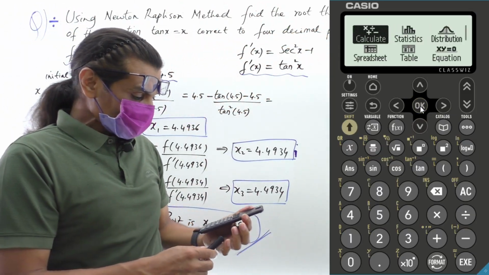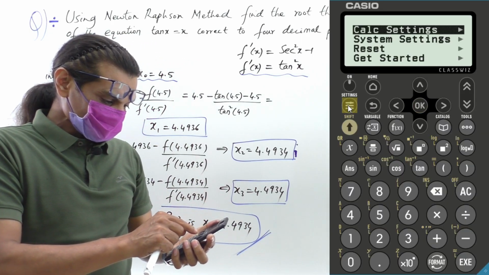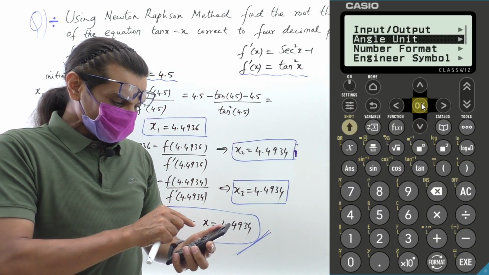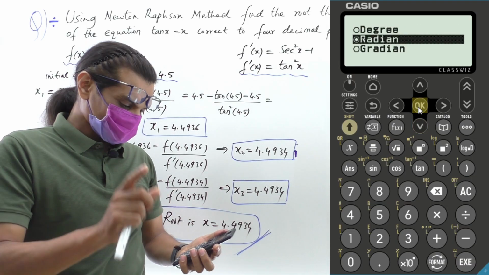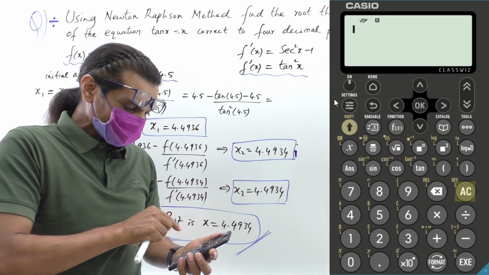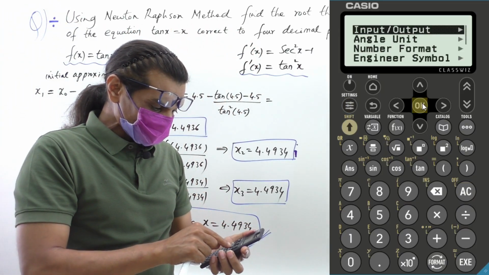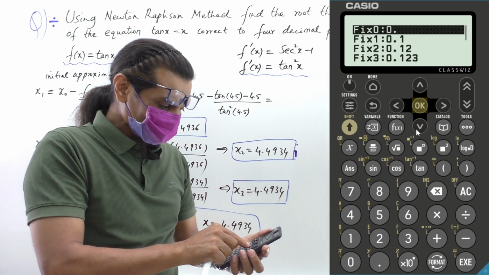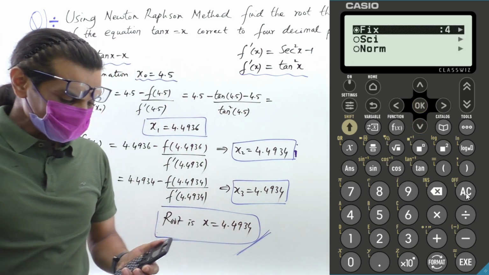So for that, again go to settings, go to calculator settings, input output, then angle unit, then the second one is radian. Done. Again AC, again settings, for 4 decimal places, calculator settings, number format, fix, and fix 1 2 3 4, we go to 4. Done. Okay, so we are ready to go now.